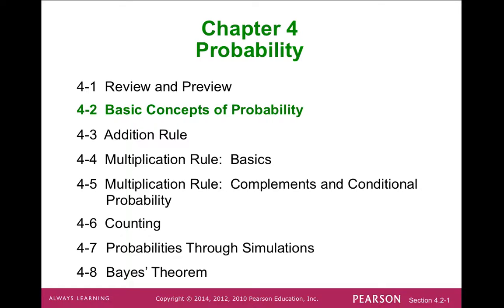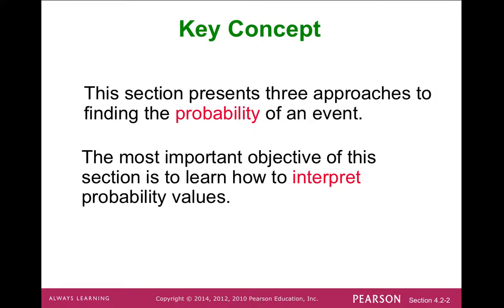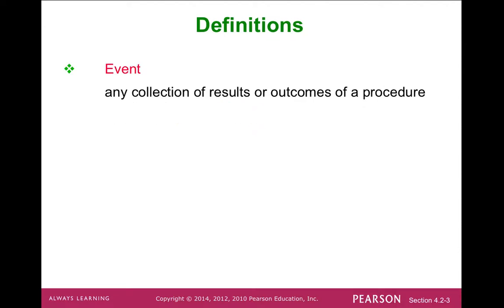Everybody, this is Chapter 4, Section 2 on the basic concepts of probability. In this section, we're going to learn about 3 different approaches to finding the probability of an event. And the most important objective of this section is to learn how to interpret probability values.